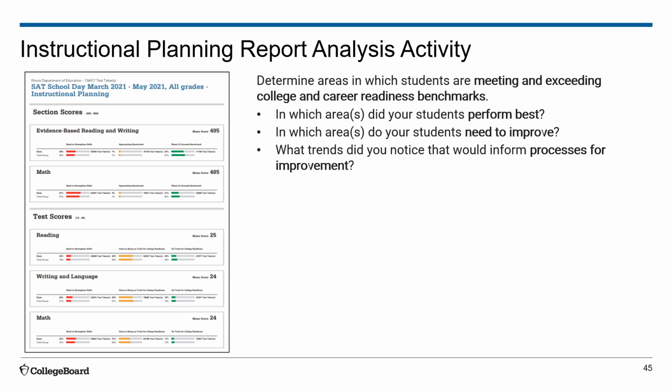Educators can use the following Instructional Planning Report analysis activity to determine areas in which students are meeting and exceeding college and career readiness benchmarks. For example, in which areas did your students perform best? In which areas do your students need to improve? What trends did you notice that would inform processes for improvement? Educators can discuss these questions and make actionable plans for this coming school year to support students.